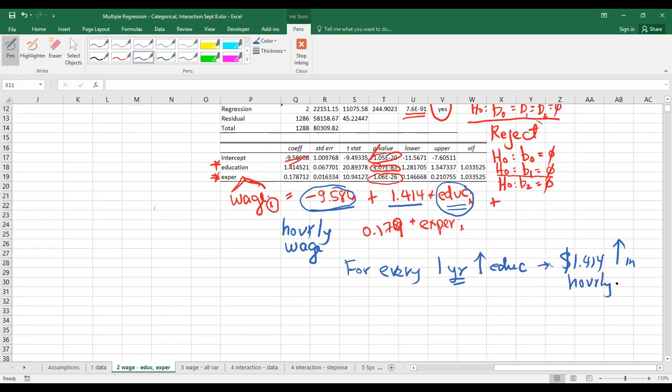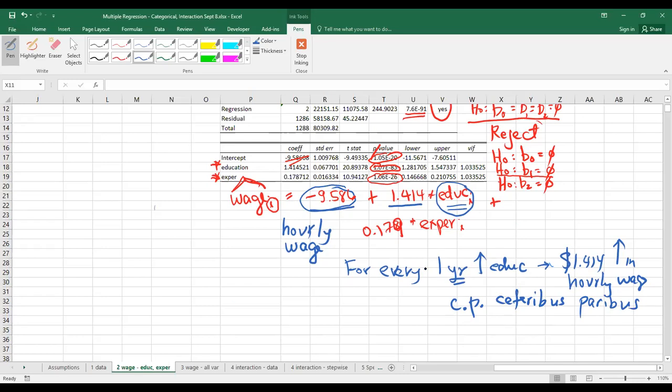Tapos, huwag kakalimutan, guys, na dapat nakalagay si ceteris paribus, no? Ceteris paribus, which means all others remaining the same. Ibig sabihin, hindi magbabago si experience. Ang babaguhin lang natin si education. Anong ibabago natin sa kanya? Increase na natin ng 1 year. Pag increase na natin sa education ng 1 year, si hourly wage magi-increase ng 1.414 dollars per hour. Assuming that experience will not change, will not be increased.